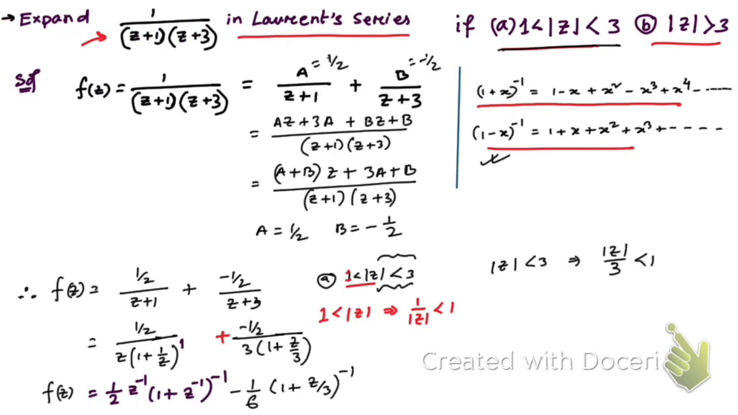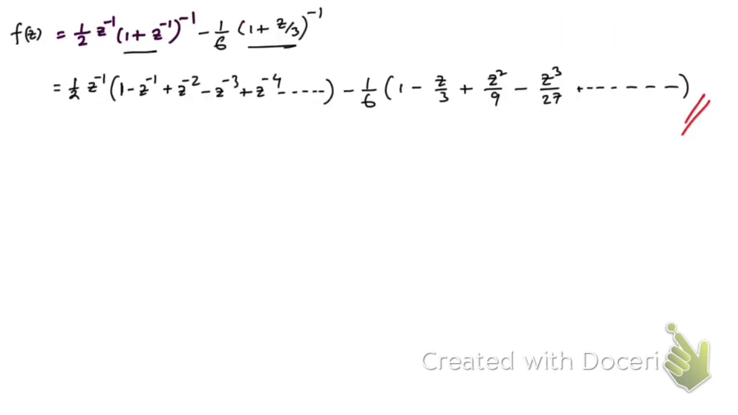Here is the next condition. Here you can see mod z is greater than 3. What if mod z is greater than 3? So again, let me copy this. Okay, so now we're going to deal with b. So this f of z, after partial fraction, we have got this, right?